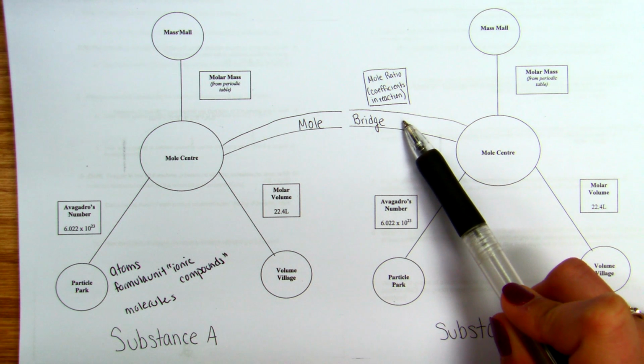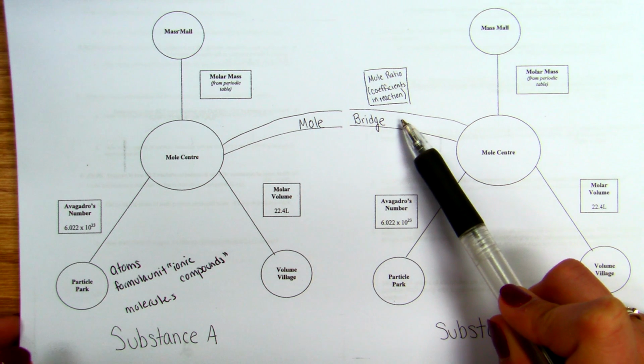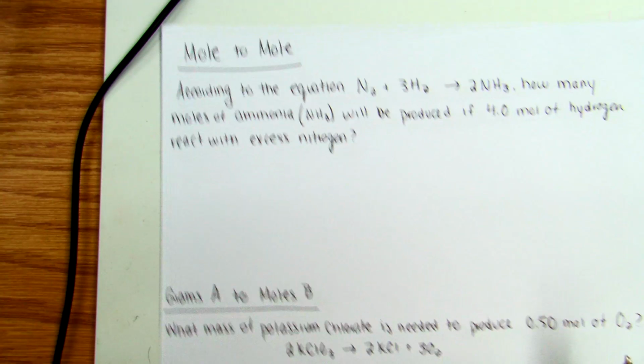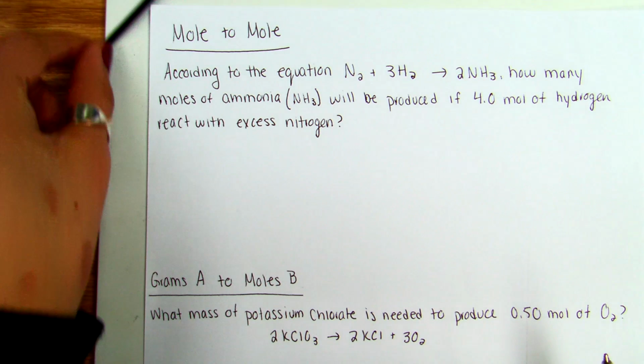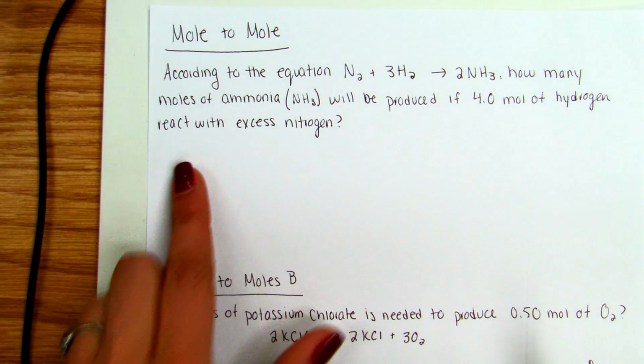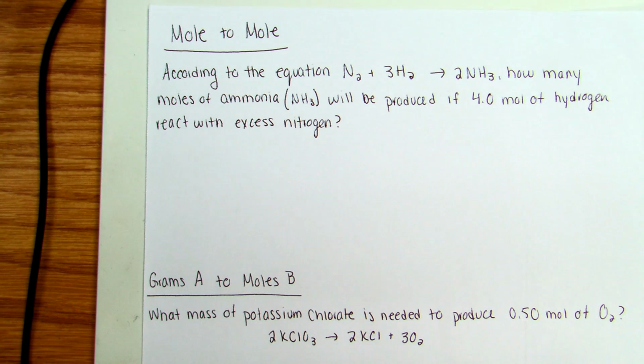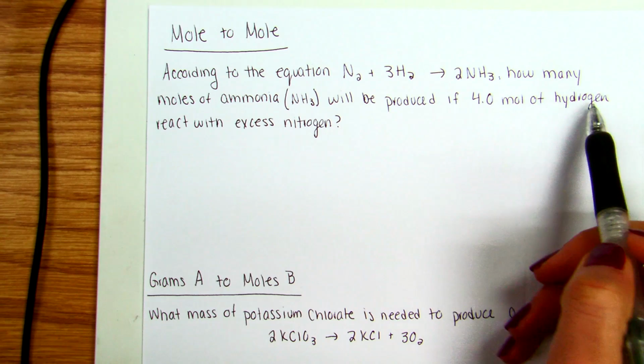Now this is easiest to show through example, so make sure you have out a periodic table, make sure you have out a calculator, and then go ahead and write down these problems. And so this is going to be your first one, so make sure you pause the video to get this whole problem down. I'm going to show you how to do this. It says according to the equation N2 plus 3H2 goes to 2NH3, how many moles of ammonia will be produced if 4 moles of hydrogen react with excess nitrogen?